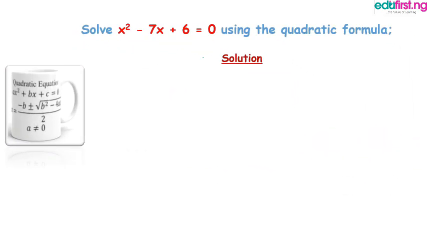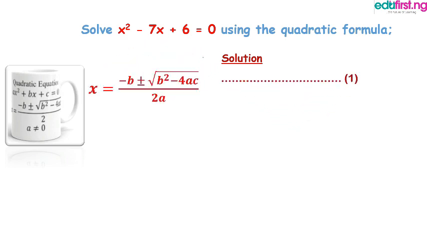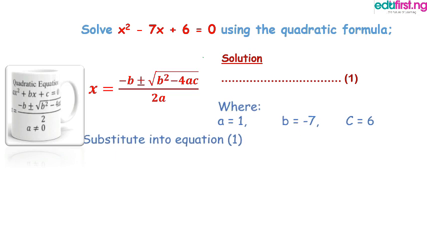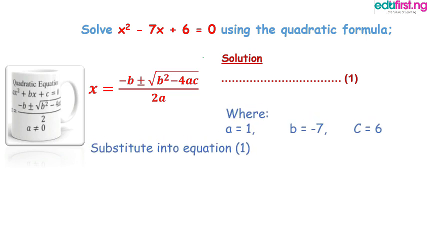We are given that x squared minus 7x plus 6 is equal to 0. We should solve it by using the quadratic formula. We introduce our quadratic formula, which is equation 1. We identify the terms in the given equation, where a is 1, b is minus 7, and c is equal to 6. We just substitute into equation 1.